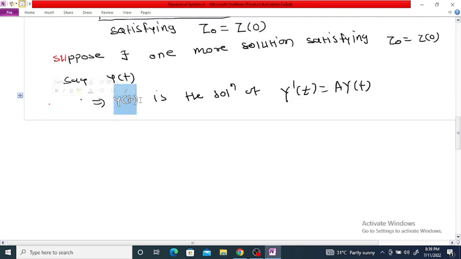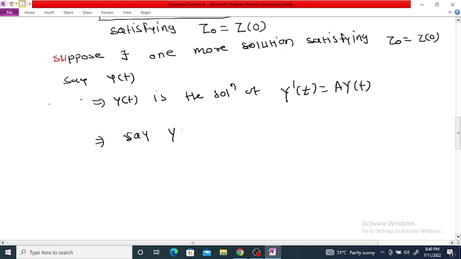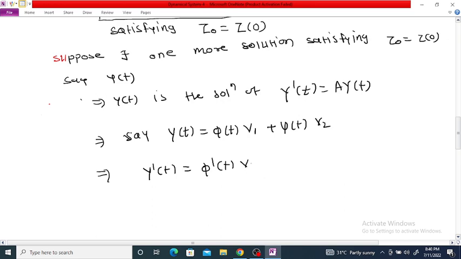Okay, suppose we assume here such a y of t exists satisfying this condition z0 equal to z0, and which is the solution of the system. So say y of t is equal to phi of t v1 plus psi of t v2. Now this implies y dash t is equal to phi dash t v1 plus psi dash t v2. Okay, now but y dash t is equal to A y of t.